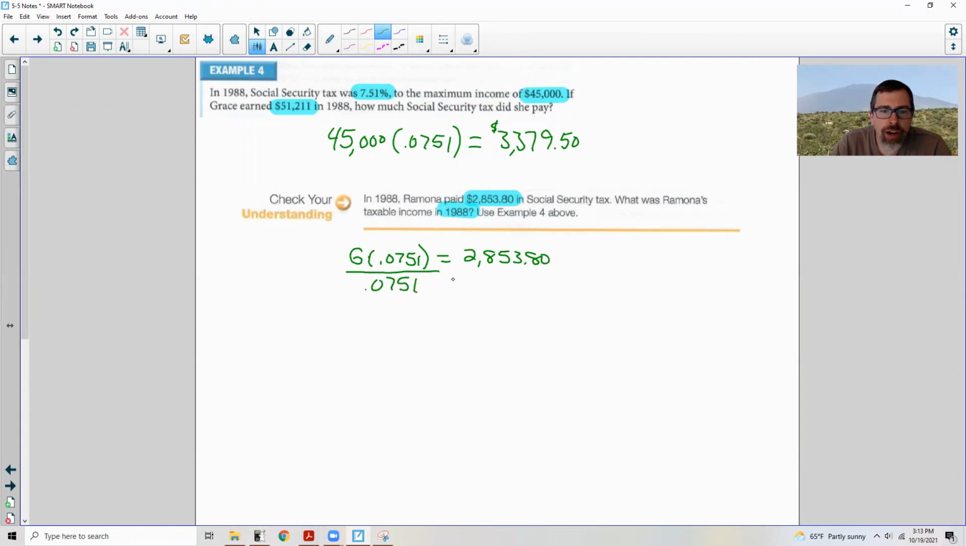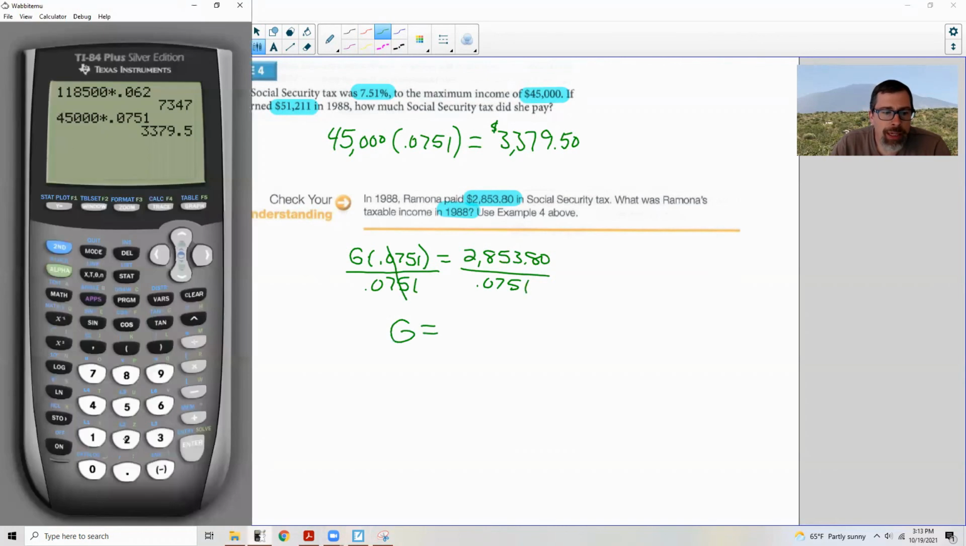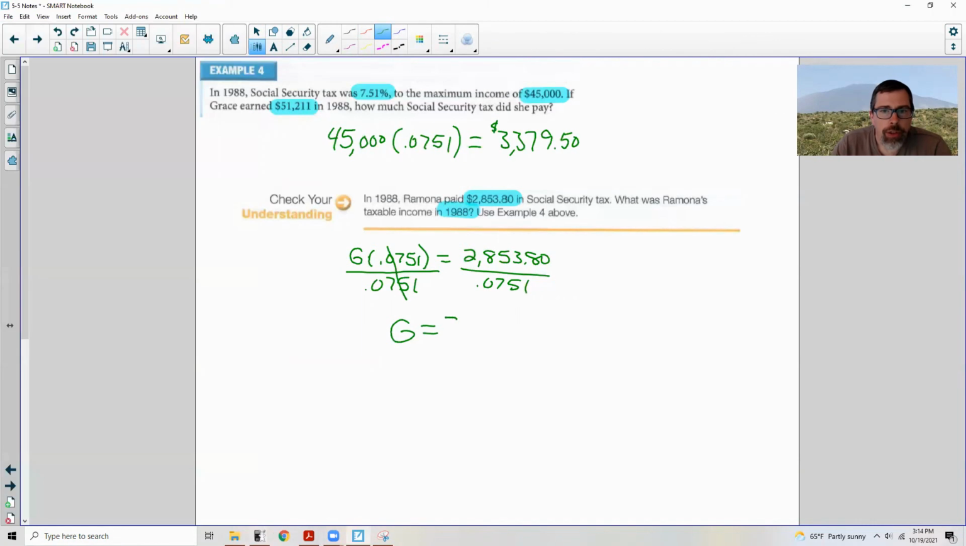and then do the algebra to solve for G, you're dividing by 0.0751. And these will cancel, and I will get her gross income by taking what she paid, $2,853.80, and divide it by the rate 0.0751, and she made $38,000 before taxes. And there you have it. That, I believe, is also the end of lesson 5.